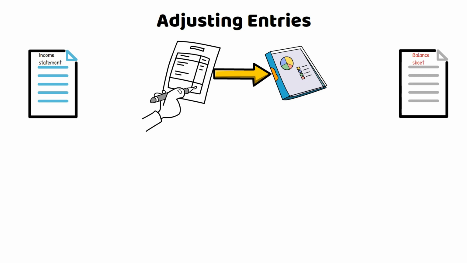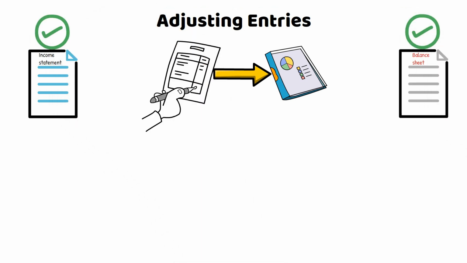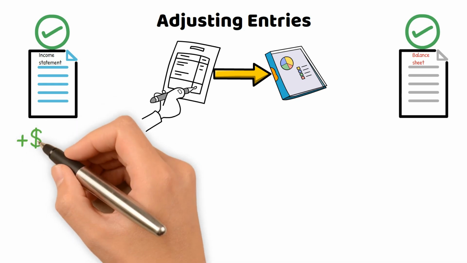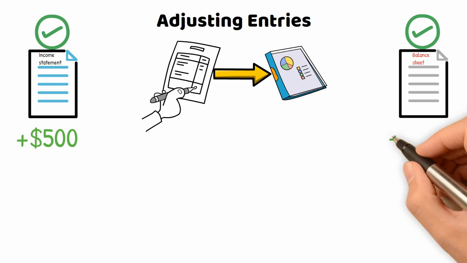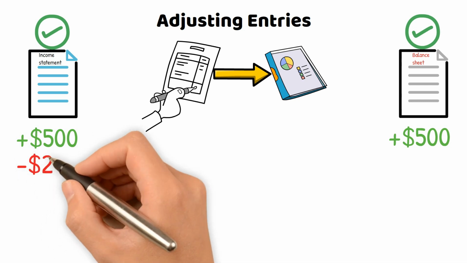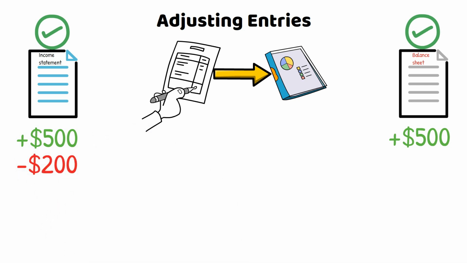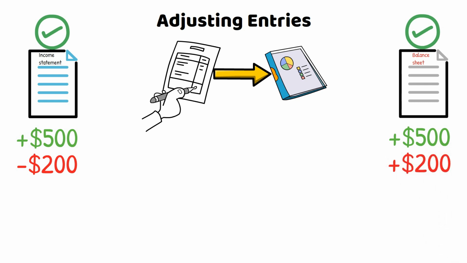Adjusting entries can affect both the balance sheet and income statement accounts. For example, an adjusting entry to accrue an expense will increase the expense account, an income statement account, and the liability account, a balance sheet account. Similarly, an adjusting entry to record depreciation expense will decrease the asset account, a balance sheet account, and increase the depreciation expense account, an income statement account.